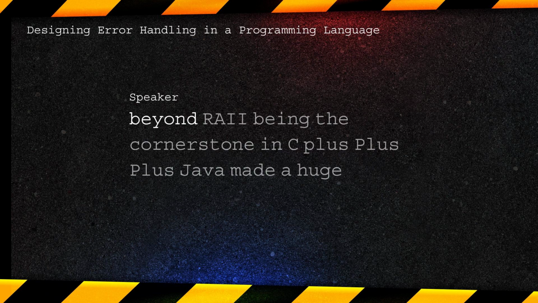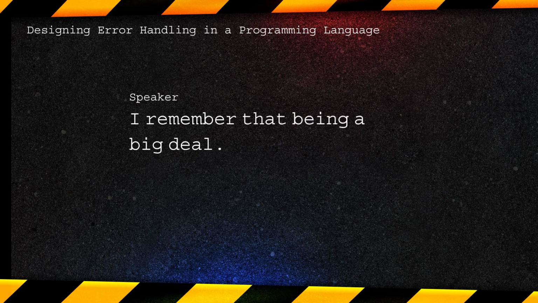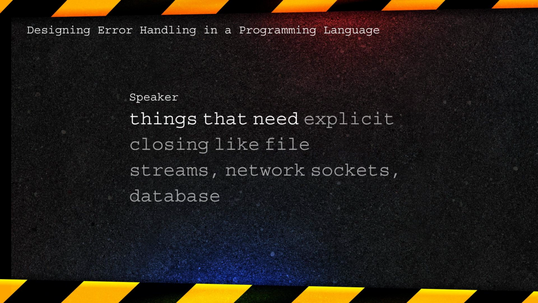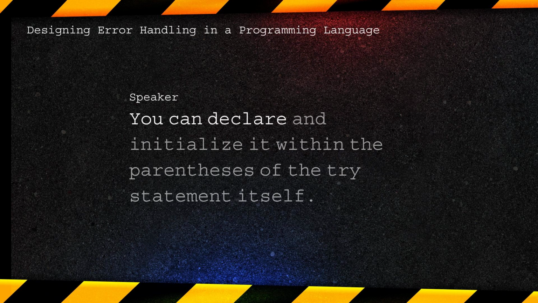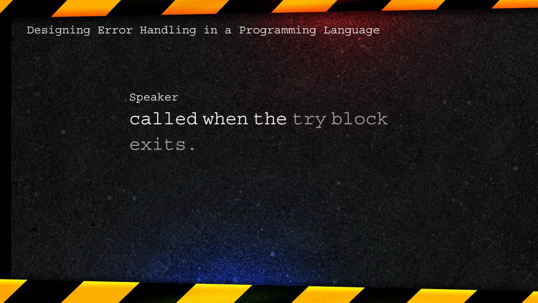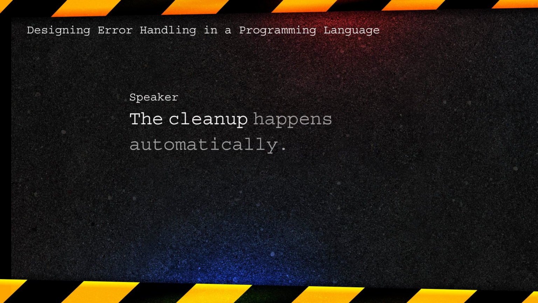Absolutely central. Beyond RAII being the cornerstone in C++, Java made a huge improvement here with try-with-resources, introduced back in Java 7. Right, I remember that being a big deal. It was. For any object that implements the AutoCloseable interface, which includes most things that need explicit closing, like file streams, network sockets, database connections, you can declare and initialize it within the parentheses of the try statement itself. Okay. And the Java runtime guarantees that the close method of that object will be called when the try block exits. Doesn't matter if it exits normally or because an exception was thrown inside it, the cleanup happens automatically.